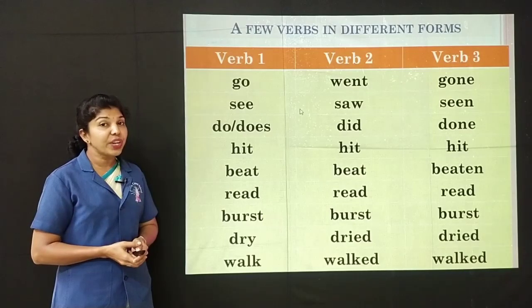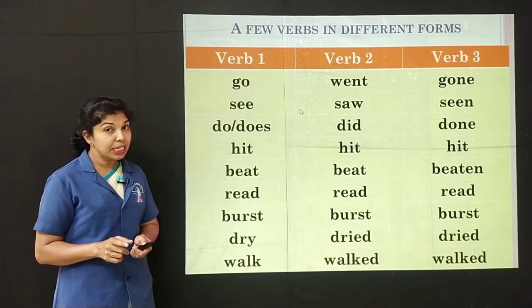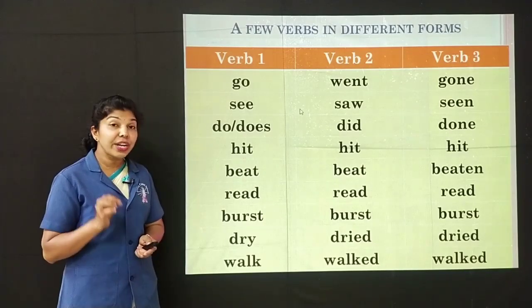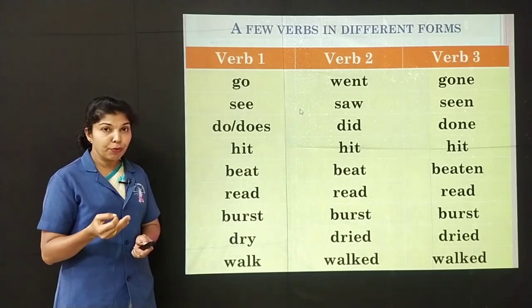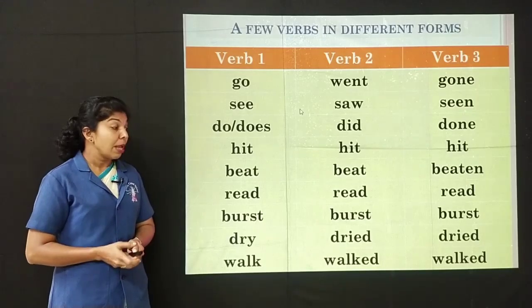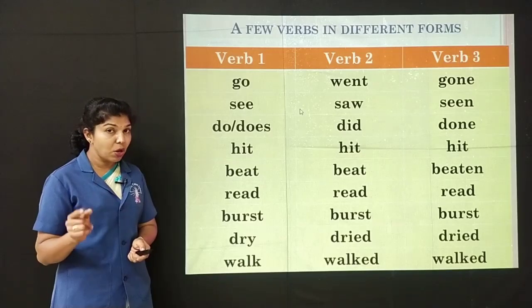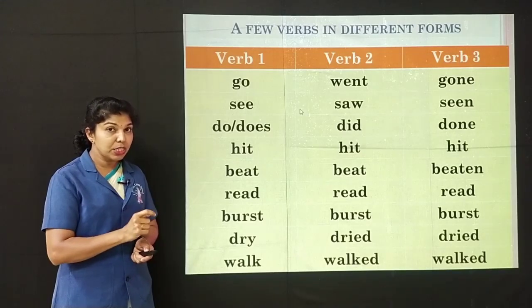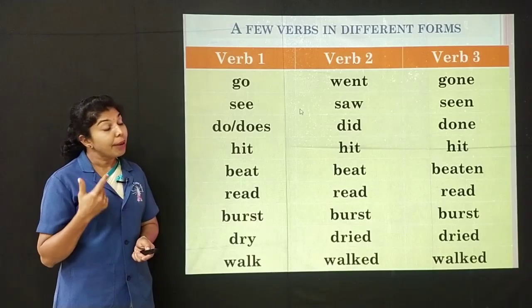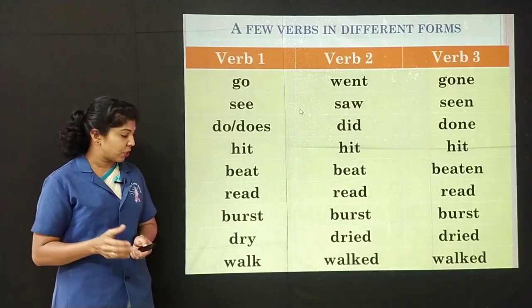And when you see the word read, in the past the spelling is the same but it is pronounced as red. And past participle form is also read. Burst remains the same in all tenses. Present also it's burst. Past is also burst. Past participle form is also burst.